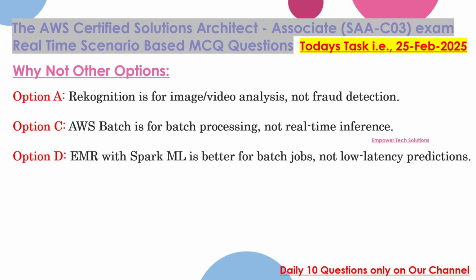Rekognition is for image/video analysis, not fraud detection. Option C. AWS Batch is for batch processing, not real-time inference. Option D. EMR with Spark ML is better for batch jobs, not low-latency predictions.